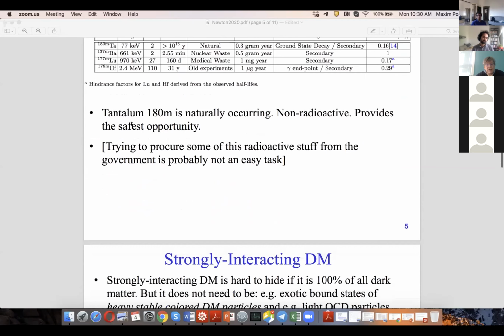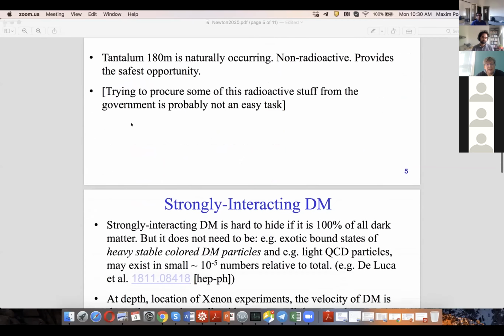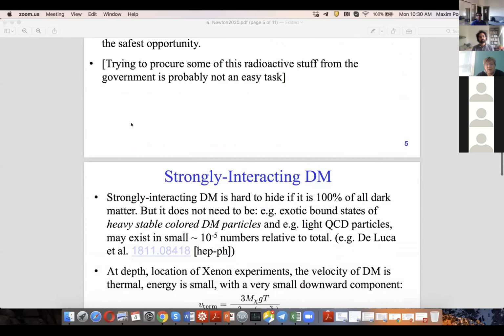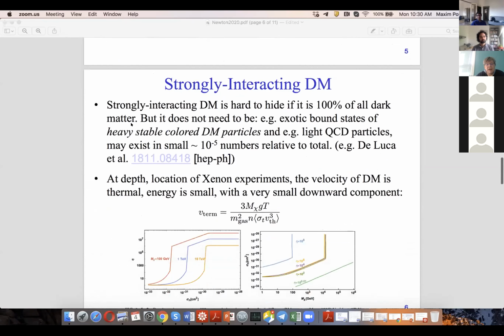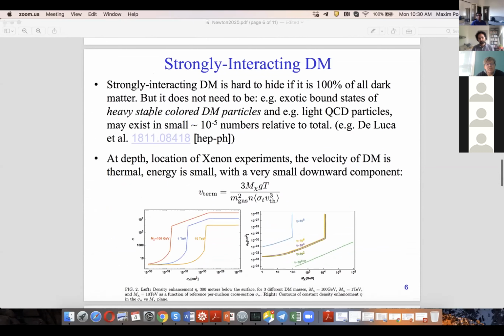All right, so tantalum is the most safe opportunity, and like I said, strongly interacting dark matter is hard to hide if it's 100% of all dark matter, but it doesn't need to be. For example, exotic bound states of heavy stable colored dark matter particles with light QCD particles such as quarks and gluons may exist in small numbers relative to the total.